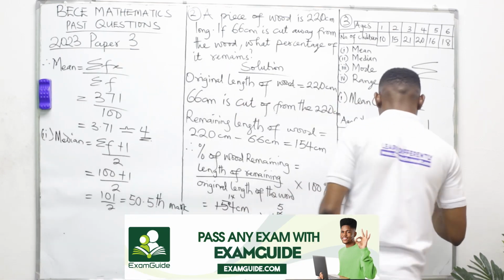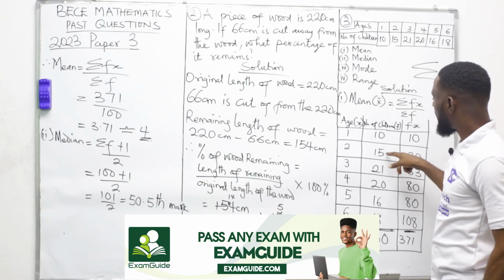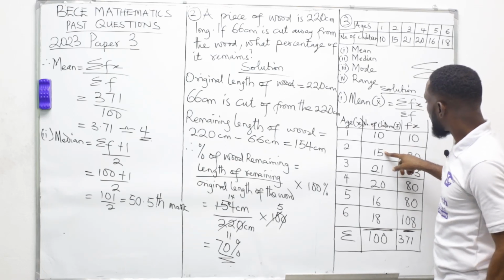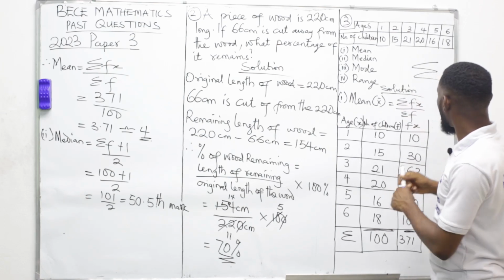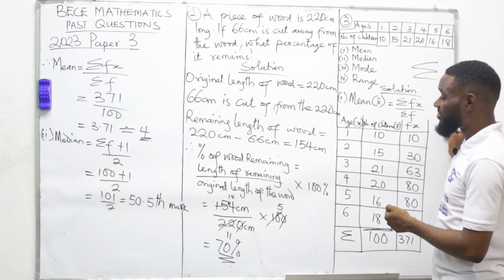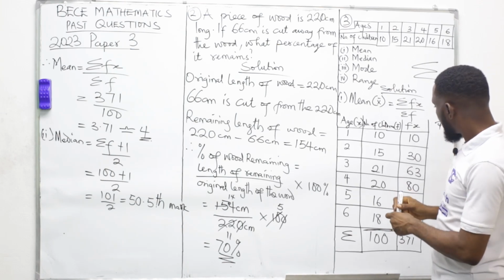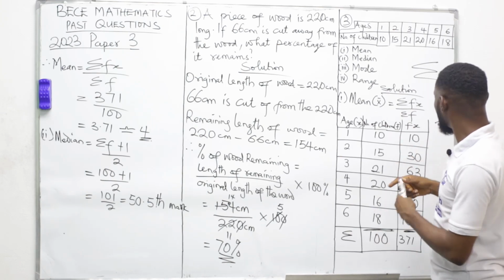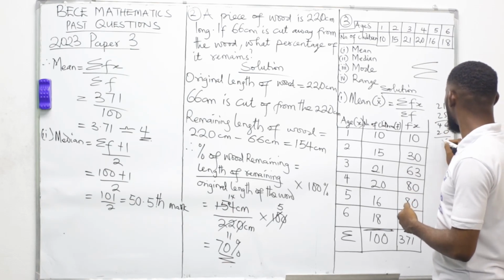Now, look at what we have here. We have 10, we have 15. So 10 plus 15 is 25, right? Now, 25 plus 21 will give us 46, right? Now, if we leave 46, the next one we have added is 20, so 46 plus 20, right? So we're having 66.